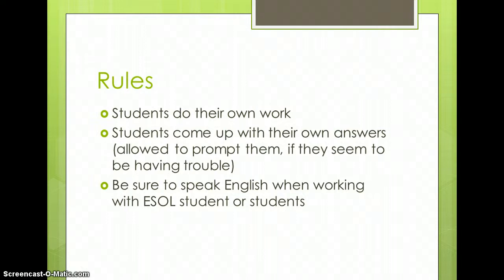Before the paraprofessional even begins to work with your student, the rules need to be set in place. Some examples would be students do their own work, students come up with their own answers, but the paraprofessional is allowed to prompt them if they seem to be having trouble. And they also need to be sure to speak English when working with the ESOL student or students so that student has an idea of the correct way of saying a statement, asking a question, etc.